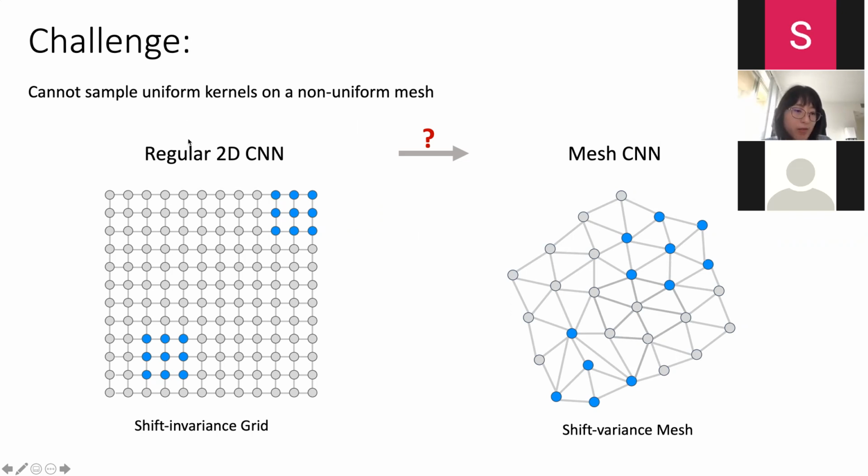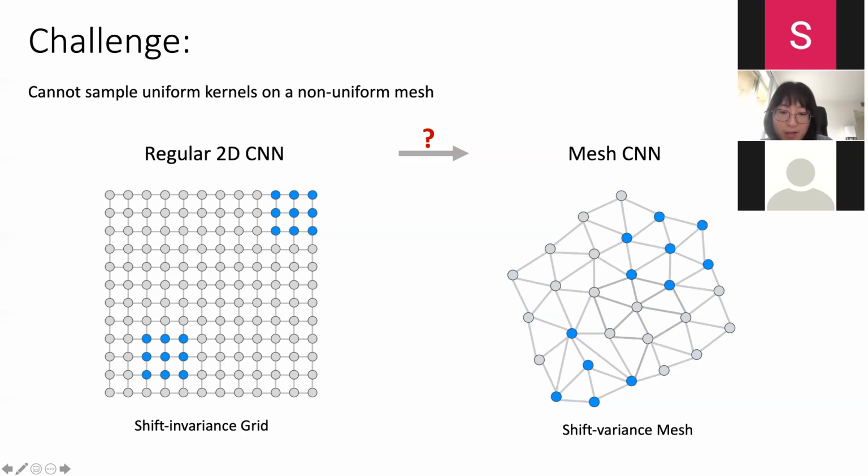So let's see, in a regular 2D, or you can also imagine it to be 3D, but anyway, a regular CNN expects the connectivity and the structure of the grid, or let's say the graph, to be consistent everywhere on the grid. So we can say it is a shift-invariant grid. And in that way, you can define a kernel with a certain number of weights for each local patch.